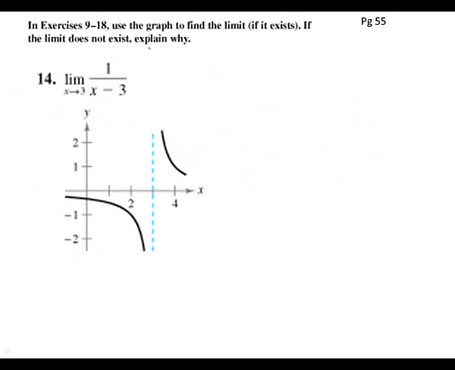Let's see. Use the graph to find the limit if it exists. If not, explain why. Okay, so as we're approaching 3, which is right here, what's the left-hand limit going towards? Negative infinity. The right hand is going towards infinity. So what's the limit overall? Are they going to the same place? No, so it does not exist.